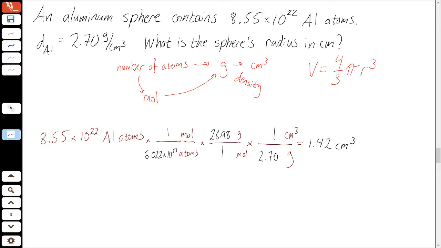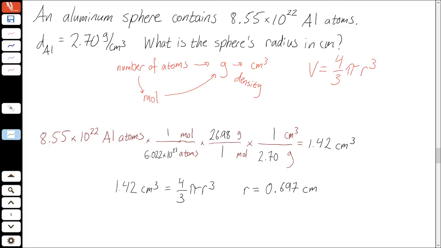Okay, so that's a volume. We're not quite done, but we've done the basic conversion part. The rest is that we have to find the radius. So we take that volume and plug it into the volume equation and solve for the radius, which you should get something like 0.697 centimeters.